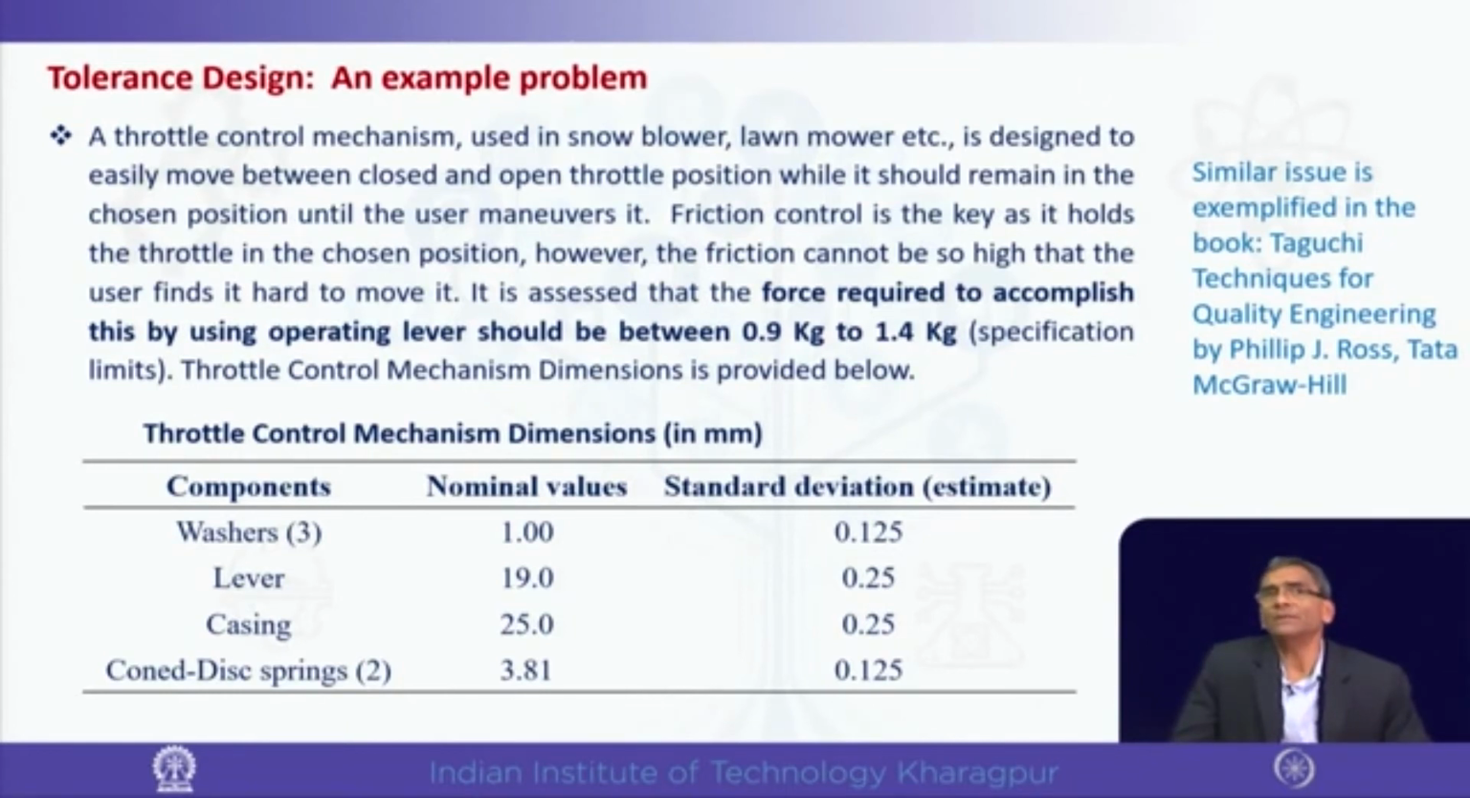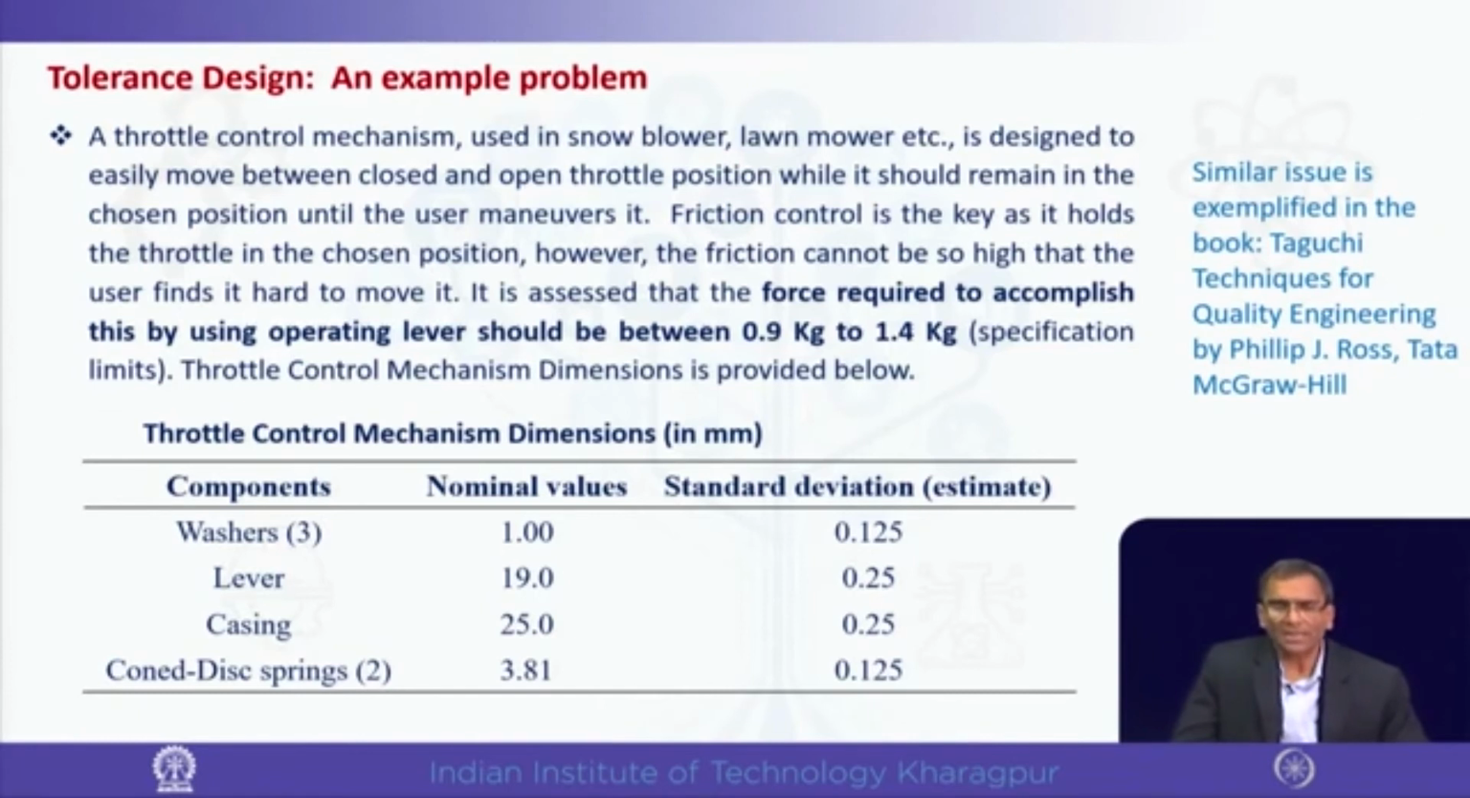In 7 components means 3 are washers, 2 are cone disc springs and lever and casing. So, in all there are 7 components which have been mentioned here. Washer within bracket 3 means 3 washers are used, cone disc spring within bracket 2 means 2 cone washers are used, C1 and C2, washer W1, W2, W3. So, W1, W2, W3, L, C and C1, C2 makes it 7.